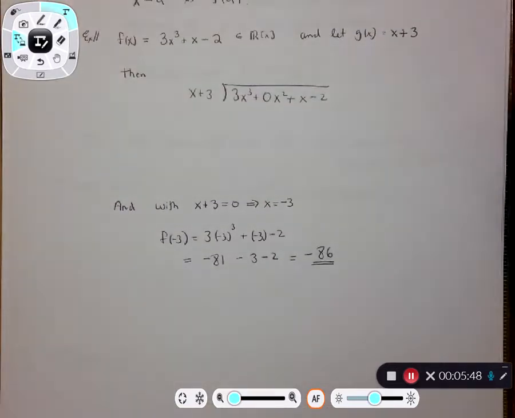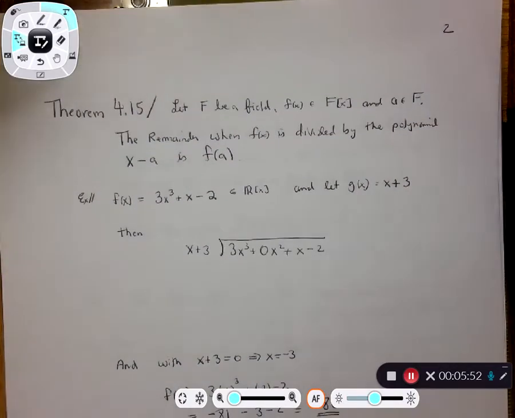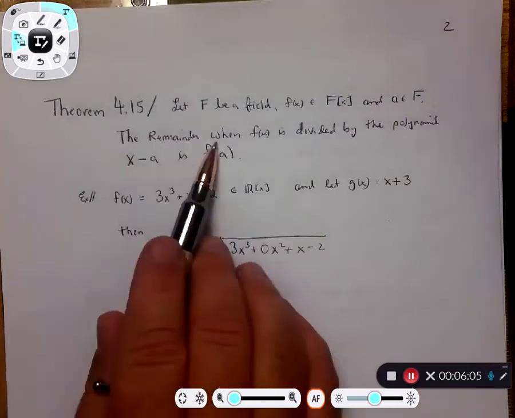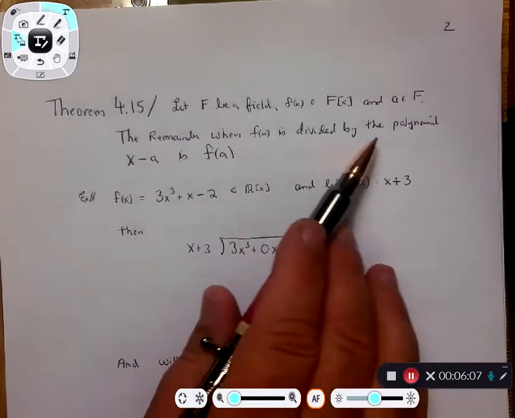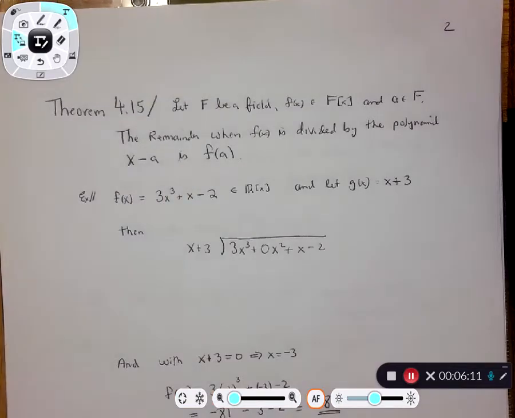Theorem 4.15 says this. Let F be a field. f(x) is an element of F adjoined x, and a is an element of the field. Then the remainder, when f(x) is divided by the polynomial x minus a, is f(a).